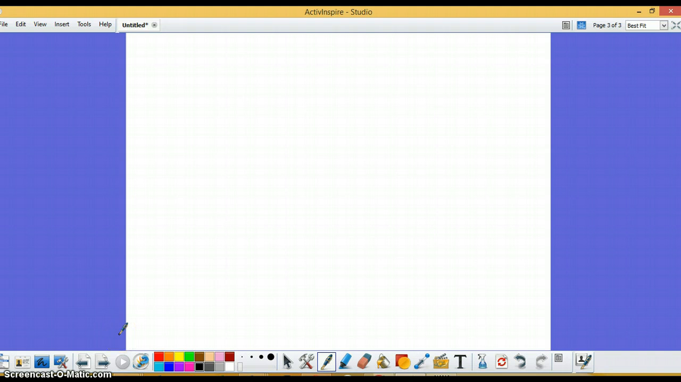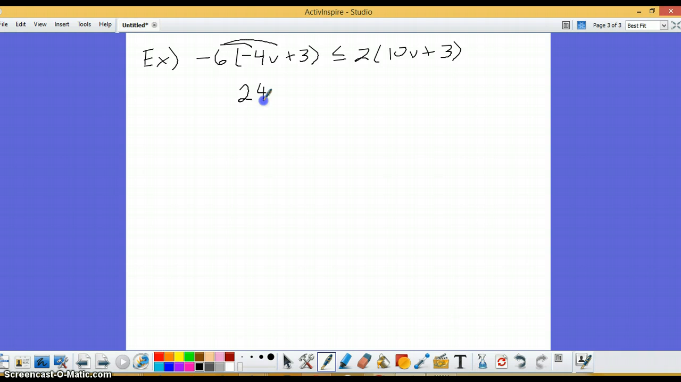Alright, last example for this video. So we have negative 6 times negative 4v plus 3 is less than or equal to 2 times 10v plus 3. Alright, so we have to distribute first. Negative 6 times negative 4 is positive 24. Negative 6 times positive 3 is negative 18. Distribute over here: 2 times 10 is 20, and 2 times 3 is 6.